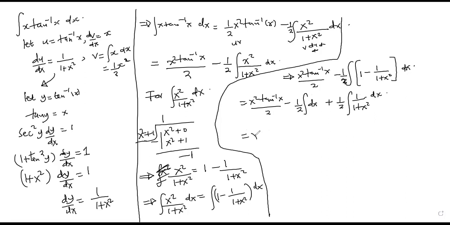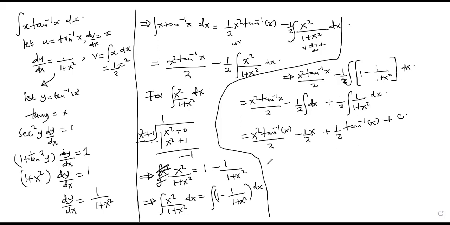Well, this is the same as x squared tan inverse of x over 2 minus, when you differentiate dx, you get x, so minus a half x, right? Then plus a half, this is by tan substitution, which comes up with tan inverse of x plus a constant of integration. This one, I guess all of us can at least know where it comes from by looking at the tan substitution.